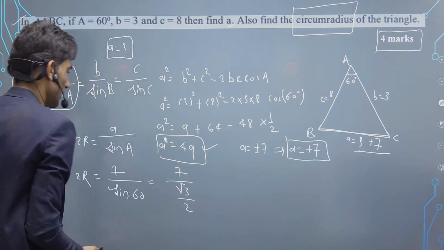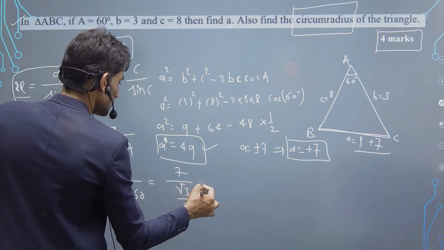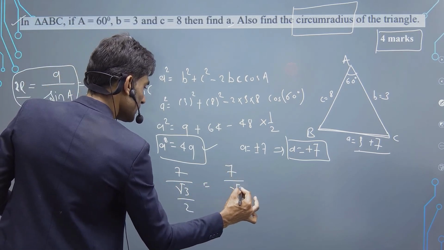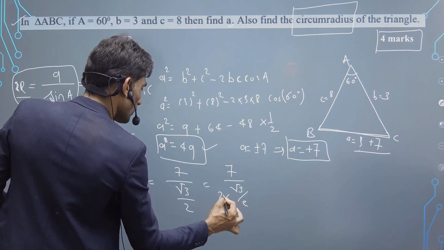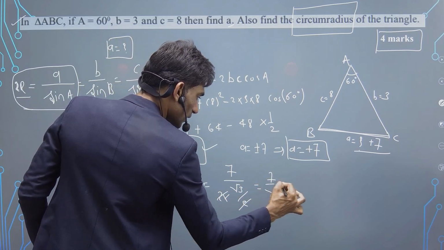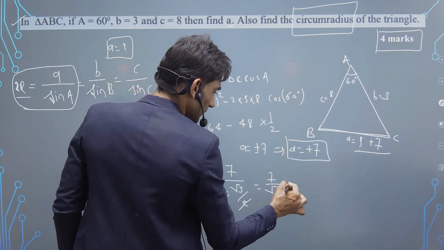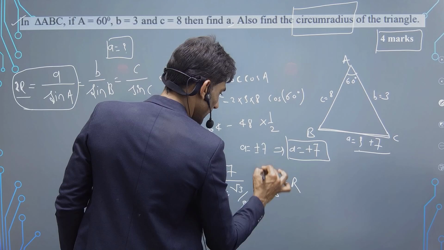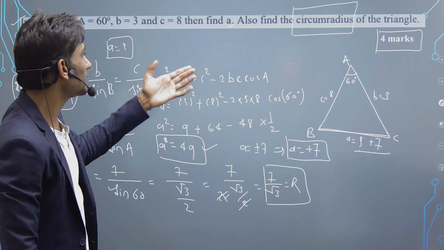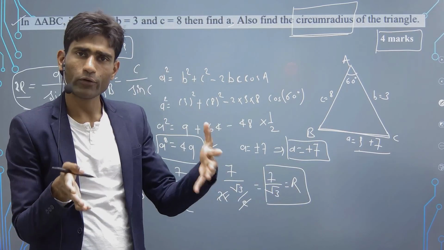Now take that 2 here, so we get 2 as a multiplier: 7 divided by root 3 by 2, multiplied by 2. That 2 gets cancelled, so we get 7 by root 3 as the value for R. This is the required value for R, the circumradius. We can solve that value further also.